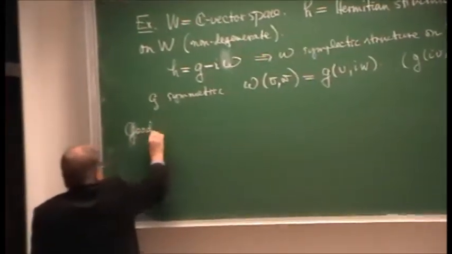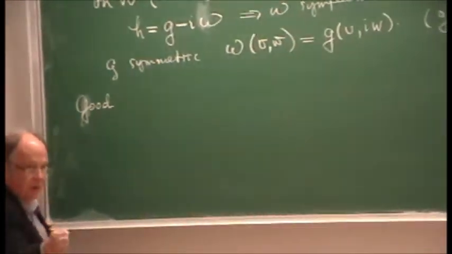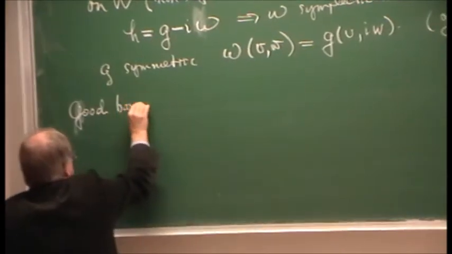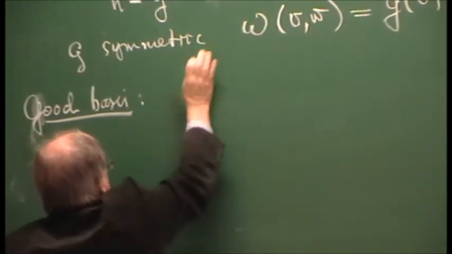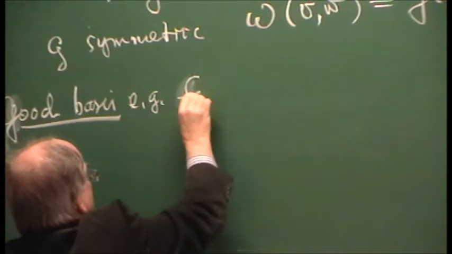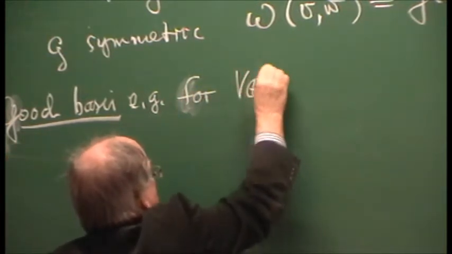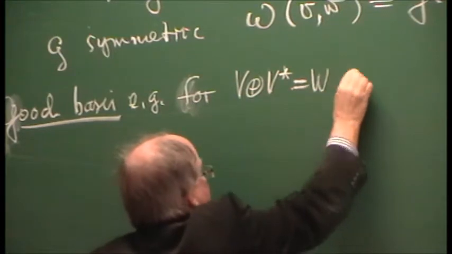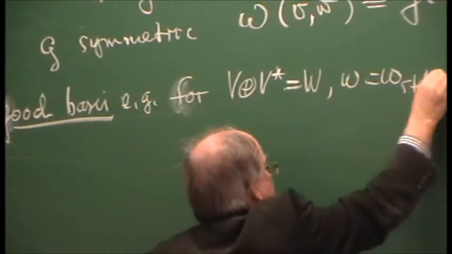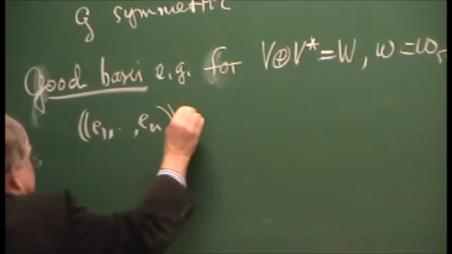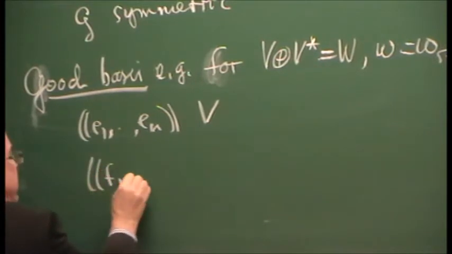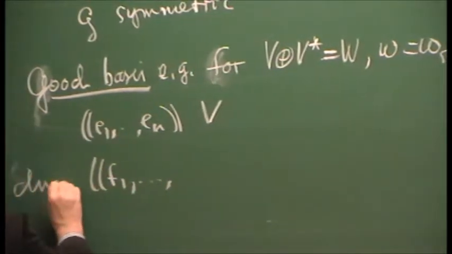So let's look at a good basis. So this is what you're all talking about, like an orthonormal basis or something like this. Well, it would be something like this. You just take, e.g., d plus d star equals W, and omega equals omega standard. Let's take a look here. You know what to do. So we have the basis. I'll just repeat myself terribly, I apologize. The basis and the dual basis.